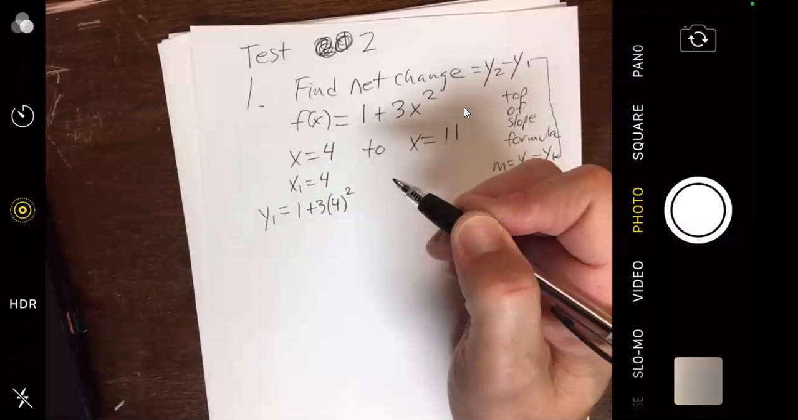Okay. But yeah. And then the other one is you plug in that other value, which is 11. Right, 1 plus 3, 11 squared. I'll see if I can get back to the camera. That's 121. Well, that's gonna be pretty large. 121 times 3, 363. Plus 1 is 364.